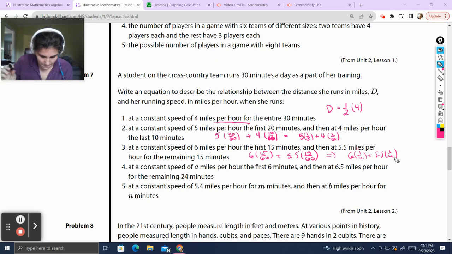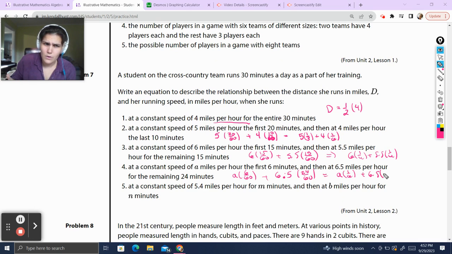All right, 4. At a constant speed of 8 miles per hour for the first 6 minutes, so 8 times 6 over 60, plus 6.5 miles per hour for the remaining 24 minutes, with 24 over 60. And we could simplify the fractions. It would be 8 times 1/10 plus 6.5 times 2 over 5. I simplified that fraction in my head, but if you need to take a second to pause this video to simplify the fraction yourself, go ahead and do that.